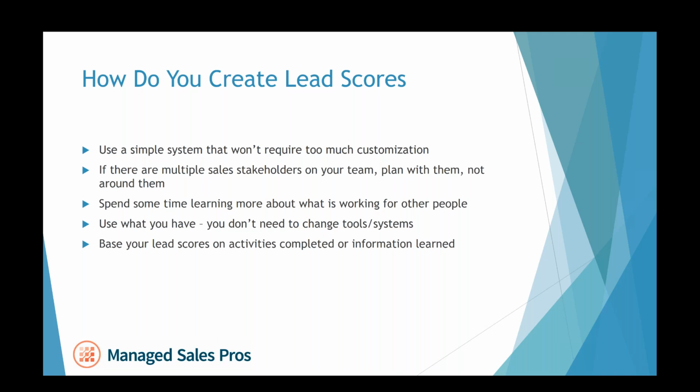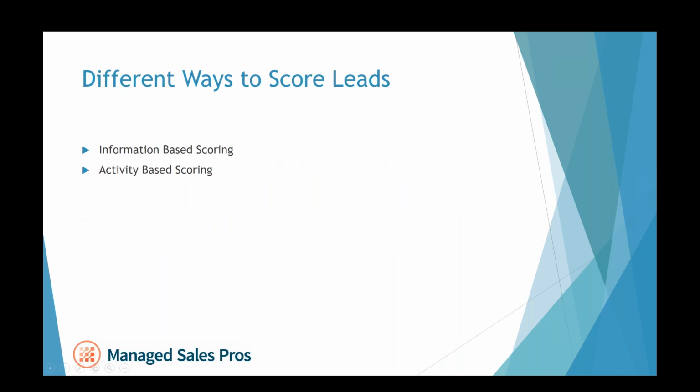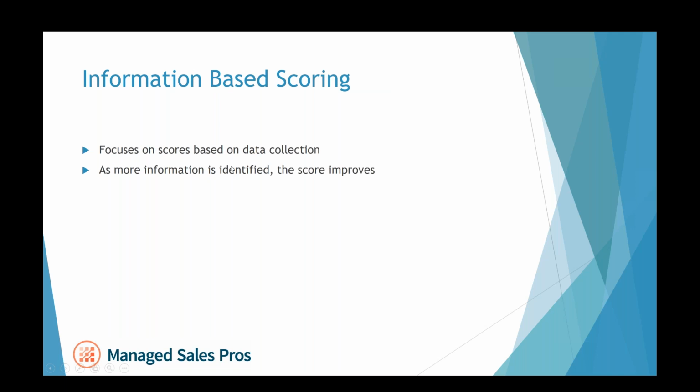You're going to base those lead scores on activities completed or information learned. So there's a lot of different ways to create lead scoring. I guarantee you, if you ask 10 people, well, maybe not on the street, but maybe at a conference, how they're lead scoring, they're going to come back to you with 10 different answers. But here's two really simple ways to look at lead scoring. You can do information-based scoring or activity-based scoring. And they're kind of the same, but they're also quite different.